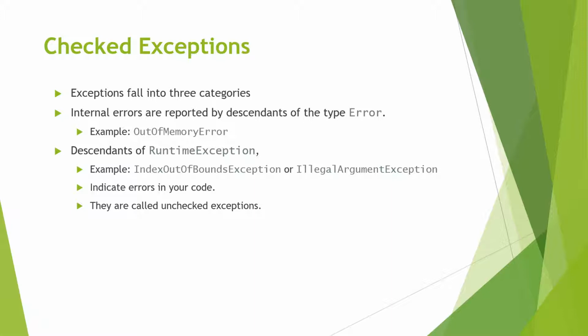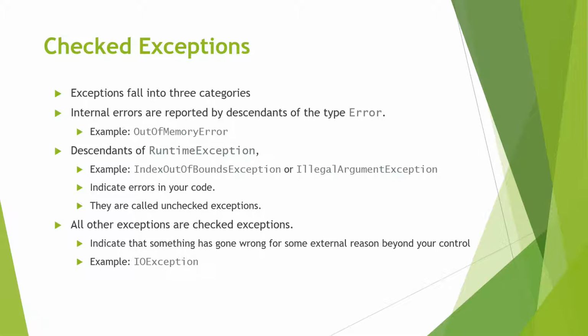Another category of exceptions are descendants of RuntimeException. These exceptions happen in runtime, while we are running the program, not at the compile time. They are also called unchecked exceptions. As an example, you can think of IndexOutOfBoundsException or IllegalArgumentException, which indicate errors in your code. The last category is all other exceptions, which we call checked exceptions.